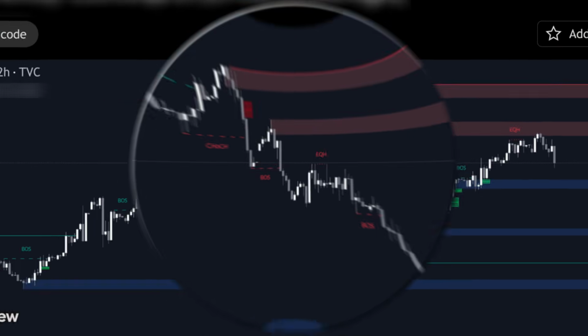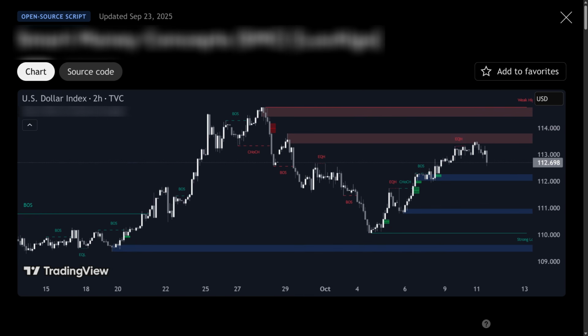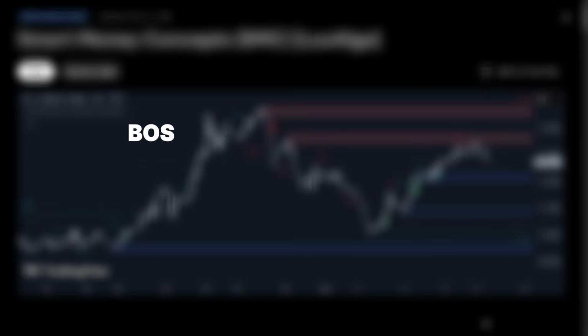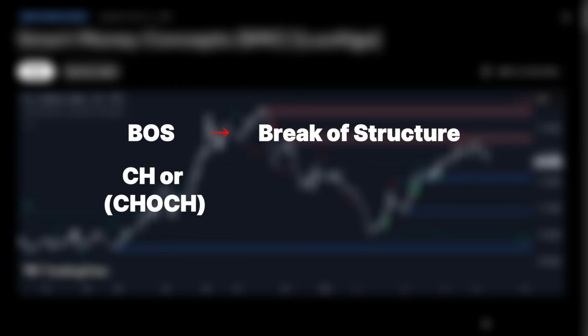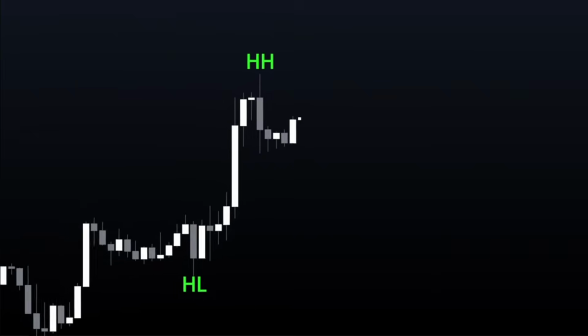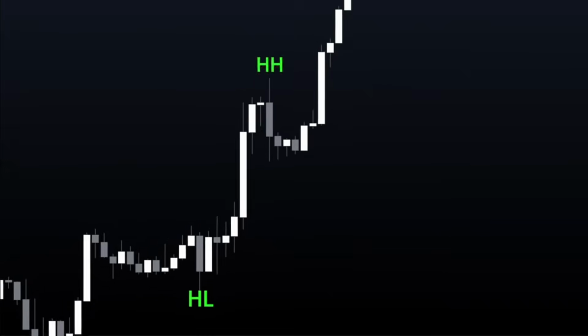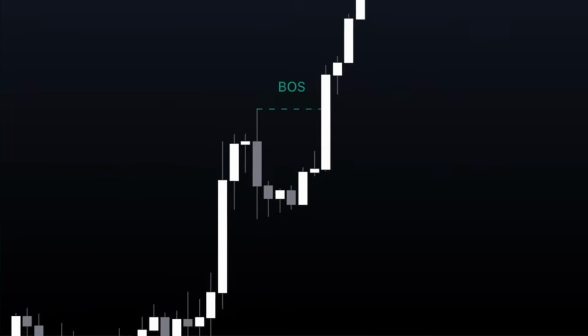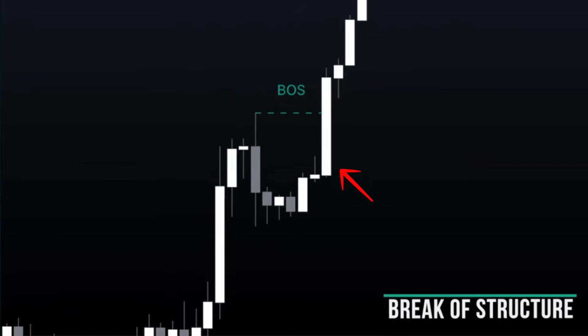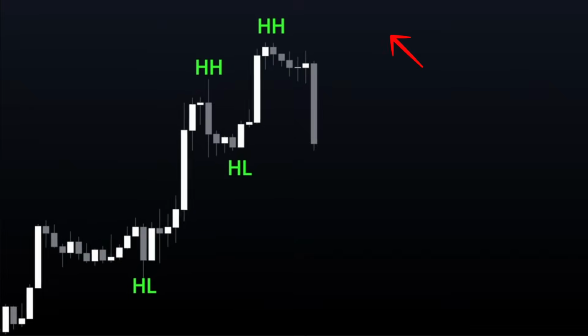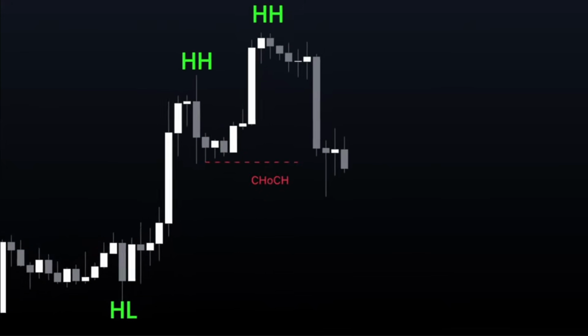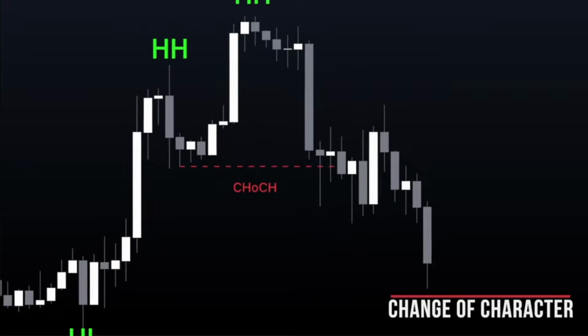It does this by automatically printing two very specific labels on your chart: BOS, which stands for break of structure, and CHoCH, which stands for change of character. Normally, an uptrend makes higher highs and higher lows. If a previous high is broken, the indicator prints a BOS label to tell you the market trend is continuing. But if a higher low gets broken, it prints a red CHoCH label, warning you that the market direction might be changing.